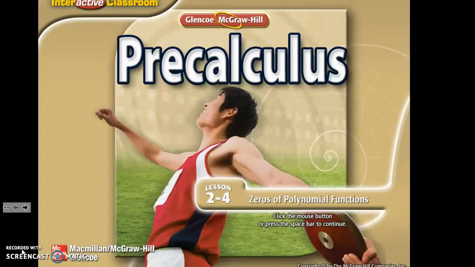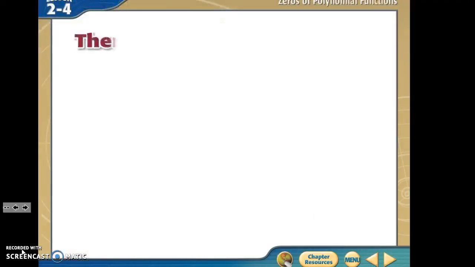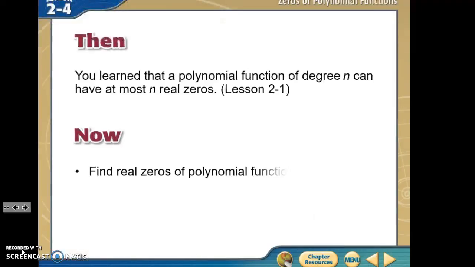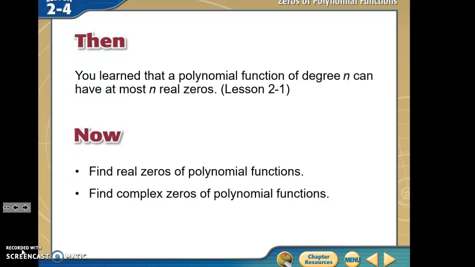All right, so we're going to look at zeros of polynomial functions today. Our learning goals are to find real zeros of polynomial functions and find complex zeros of polynomial functions. Expanding on the last few days, we've been doing synthetic division and long division, finding zeros of our polynomials, but we haven't looked at complex zeros at all, so we're going to bring that into the mix today.